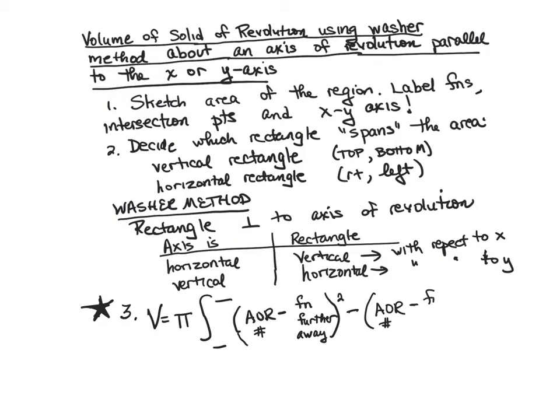Minus the function closer to the axis of revolution. And when I say further away from the axis of revolution, it's all relative to the axis of revolution, squared. So we've got subtraction in the parentheses. We square and then subtract those two. This is the outer radius squared. This is the inner radius squared. And depending on whether it's dx or dy.